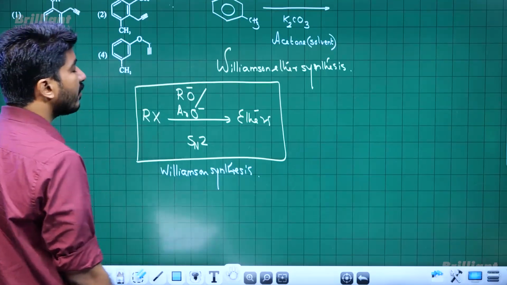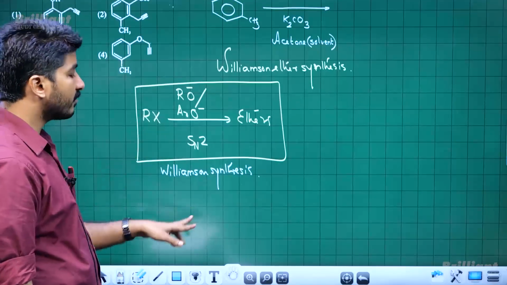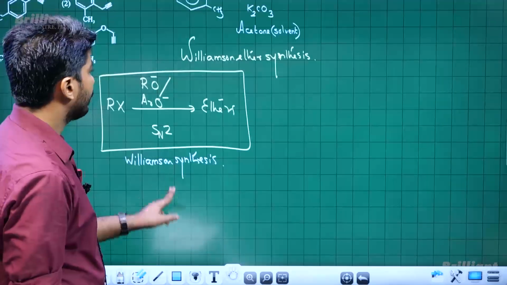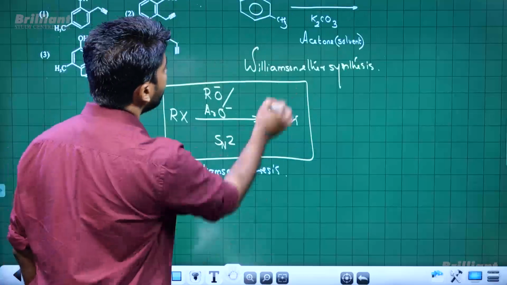Once again, the SN2 reaction of alkoxides or phenoxides with haloalkanes producing ethers is called Williamson ether synthesis. Again, this is very relevant to our topic because these are SN reactions of haloalkanes, right? We are talking about this only. Now, let's see what is happening here in the initial stage.